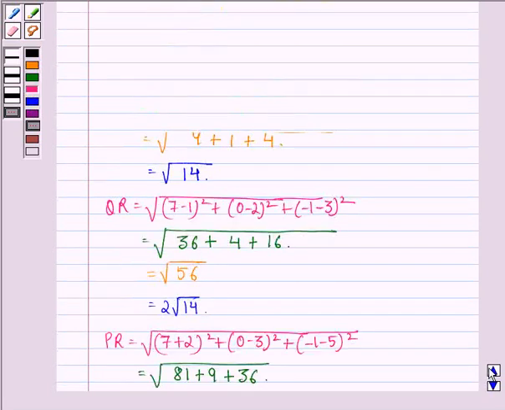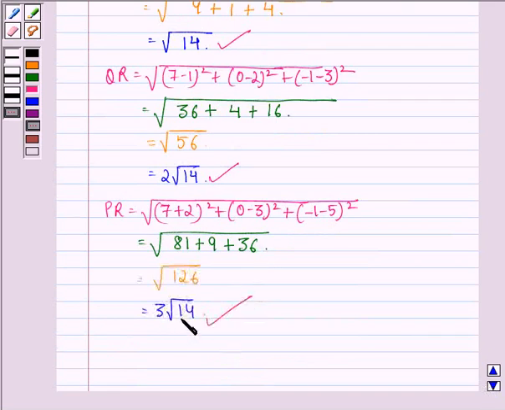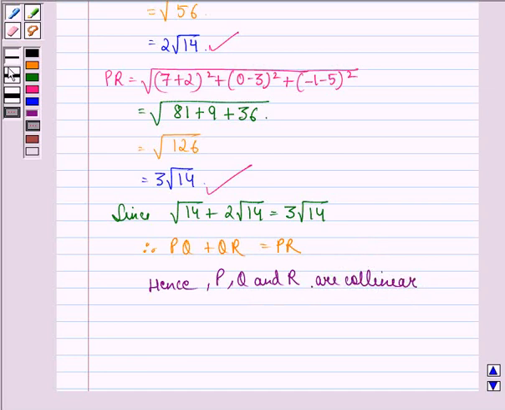Now we see that PQ plus QR, that is square root of 14 plus twice of square root of 14 is equal to PR, that is 3 times square root of 14. So since square root of 14 plus twice of square root of 14 is equal to 3 times square root of 14, therefore, PQ plus QR is equal to PR. Hence, P, Q and R that are given by the points minus 2, 3, 5, 1, 2, 3 and 7, 0, minus 1 are collinear. So this is what we were supposed to prove in this question.